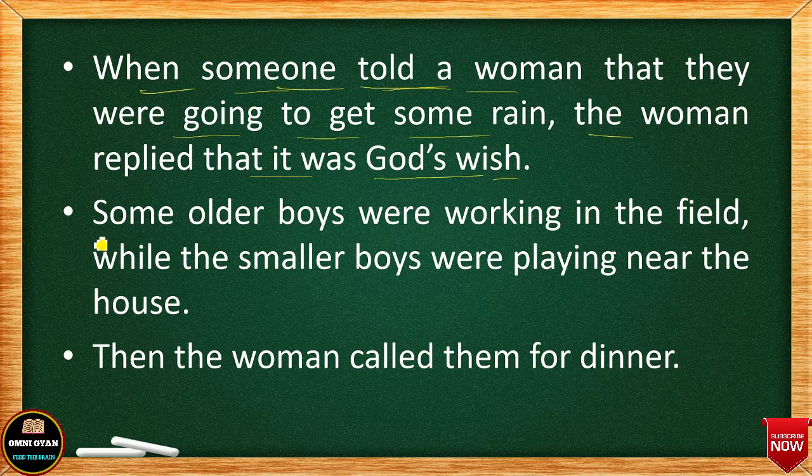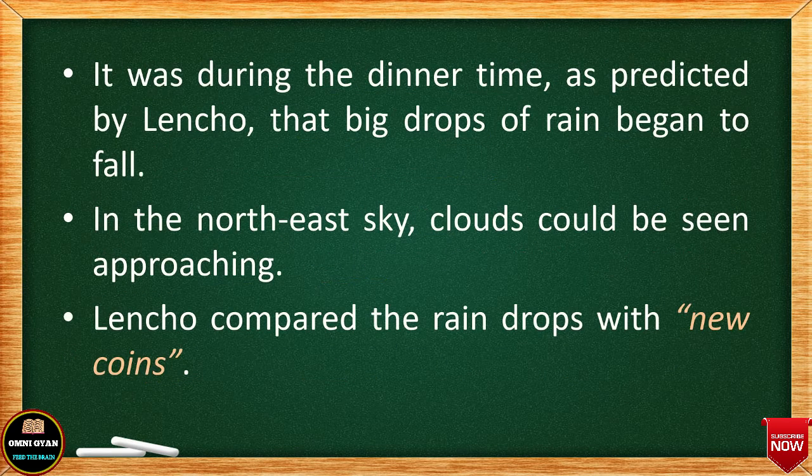So in that scene, we see that some older boys were working in the field and the smaller boys were playing near the house. ठीक है, तो कुछ बड़े लड़के खेत में काम कर रहे हैं और छोटे बच्चे घर के सामने, near the house, they were playing. Then the woman called all of them for dinner. तो उस लेडी ने सबको बुलाया डिनर के लिए. ठीक है, I hope you have understood this much. So it was during the dinner time, as predicted by Lencho, that big drops of rain began to fall.